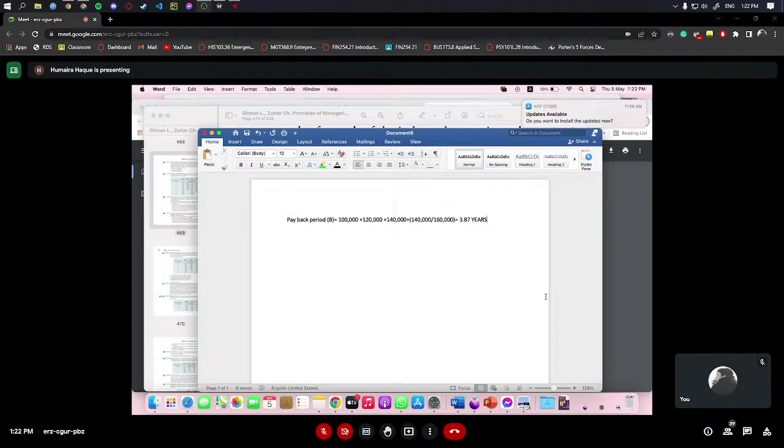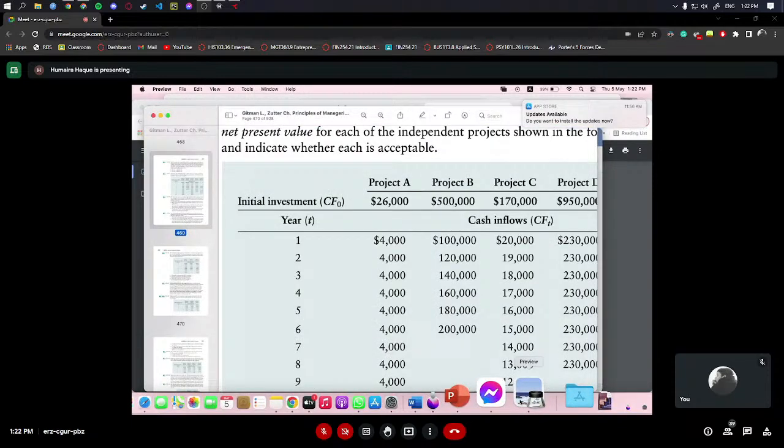However, we cannot take a decision by looking at the payback period. Can you tell me why? Why are we going into the net present value? I asked you a bonus question on this.